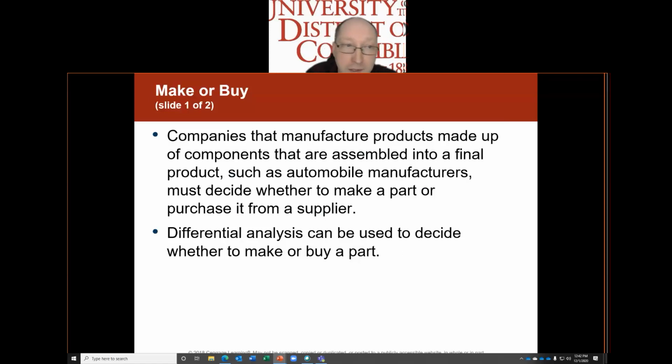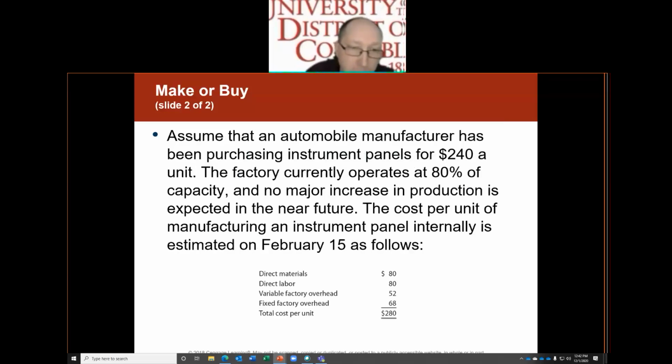What about the make or buy decision? Companies that manufacture have to make a decision to either make or buy parts and products. An example would be an automobile manufacturer. They make cars, right? A car manufacturer has to make or buy parts for the cars. So they would use a differential analysis to make that decision. So let's assume the company is currently purchasing an instrument panel for a car at $240 per unit. The company currently operates at 80% capacity.